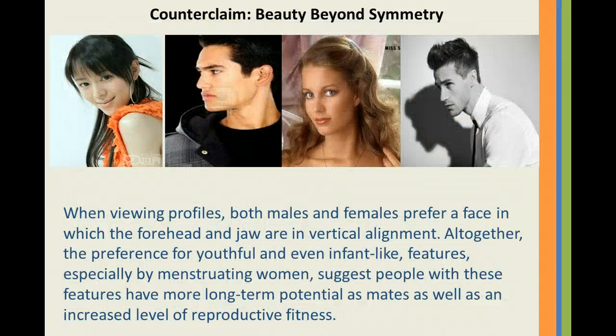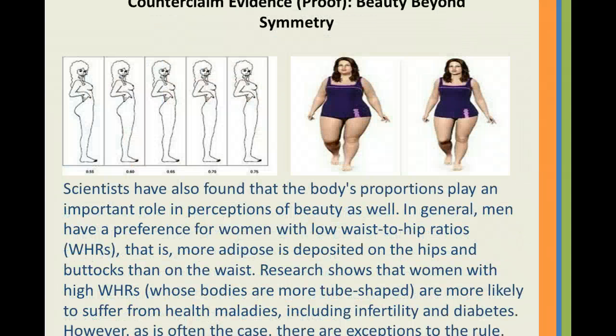When viewing profiles, both males and females prefer a face in which their forehead and jaw are in vertical alignment. Altogether, the preference for youthful and even infant-like features, especially by menstruating women, suggests people with these features have more long-term potential as mates, as well as an increased level of reproductive fitness.